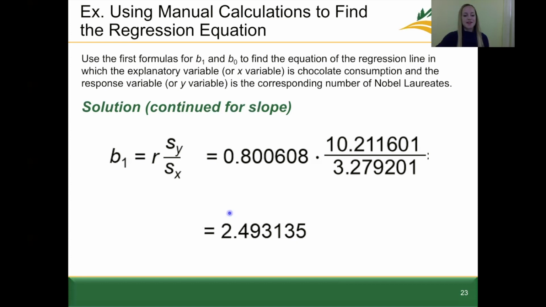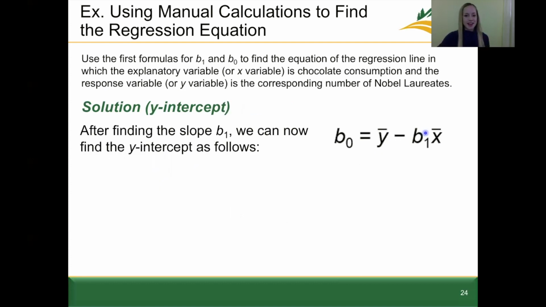Now that I have my value for B1, the slope, I can solve for my y-intercept. As a reminder for the formula here, we have B0, the y-intercept, is equal to y bar, the mean of all my y data, minus B1, the slope, multiplied by x bar, or the mean of all of my x data. So for this formula, we do have B1, the slope that we just calculated. Now we need y bar and x bar.